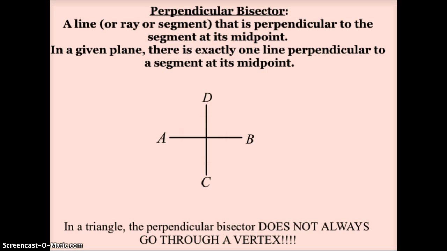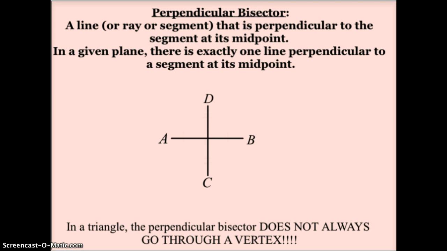A perpendicular bisector is a line, a ray, or a segment that is perpendicular to the segment at its midpoint. In a given plane, there is exactly one line that is perpendicular to a segment at its midpoint. In this picture, DC is a perpendicular bisector of AB if and only if it goes through the midpoint and creates right angles. In a triangle, the perpendicular bisector does not always go through a vertex.